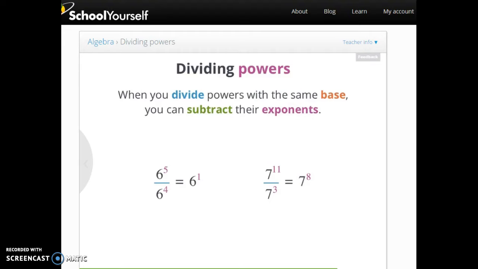So again, nicely done. Just as multiplying powers with the same base means you add their exponents, dividing powers means you subtract their exponents.